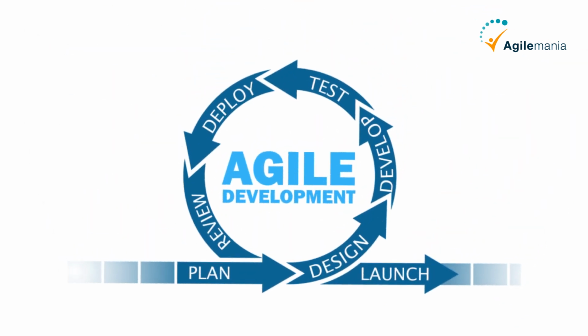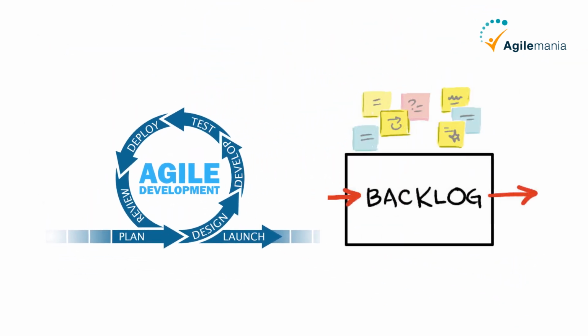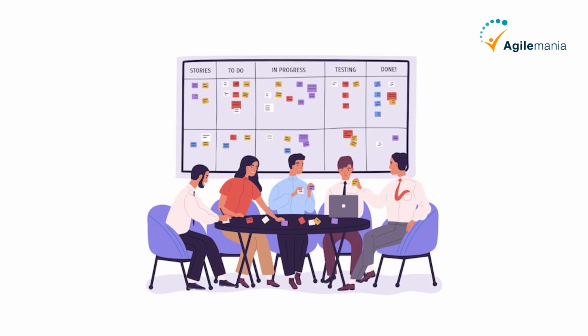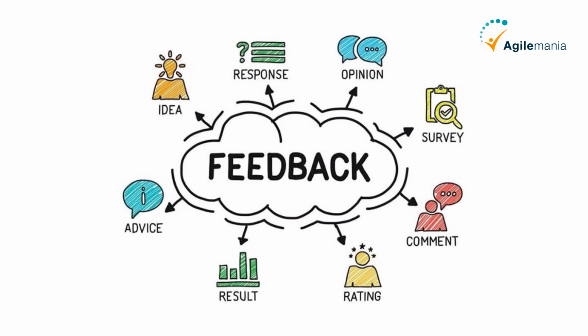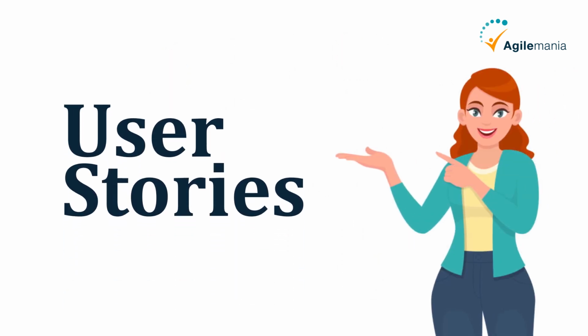In Agile development, user stories are often prioritized in a backlog, with the most important or valuable stories at the top. As the team works through the backlog, they will develop and deliver these user stories, getting feedback from users along the way. That's it for this video on user stories.